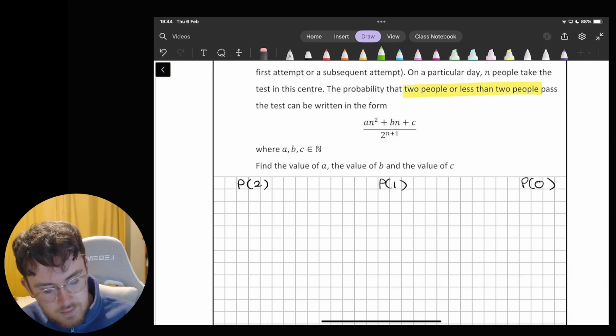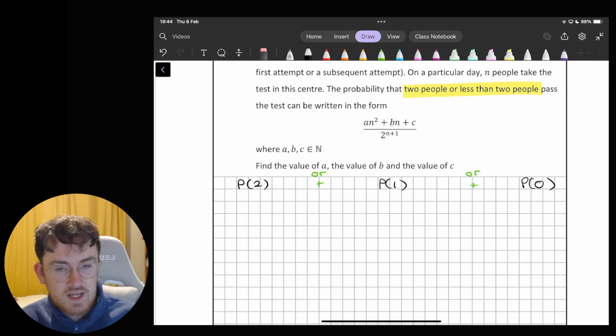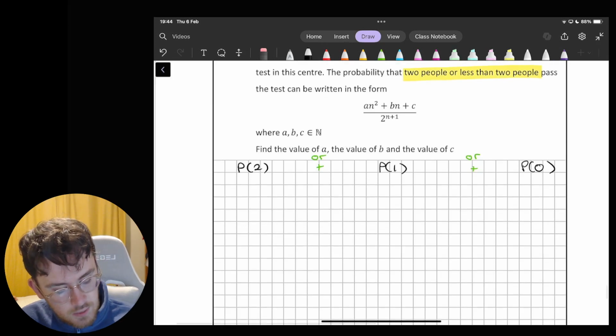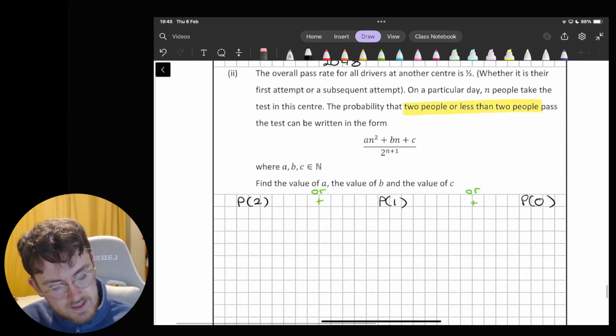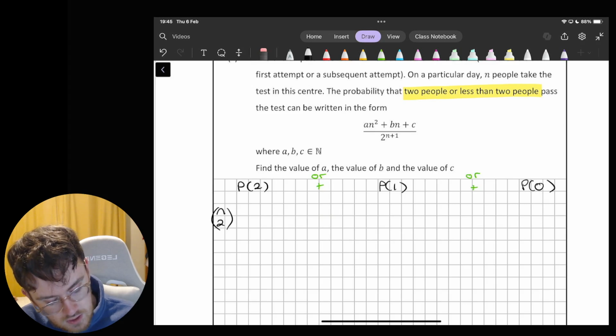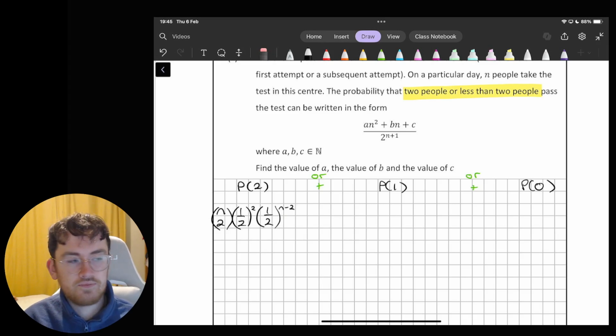And we should hopefully remember that the word or means addition. So let's look at this. The probability that 2 people pass out of n people is n choose 2, a half to the power of 2, and then a half to the power of n minus 2.